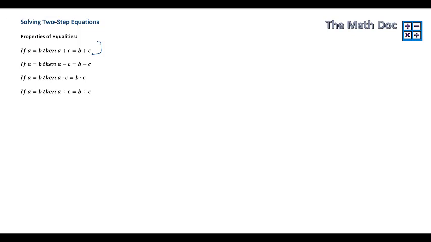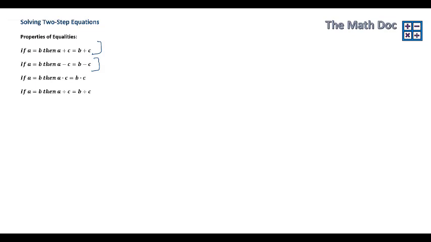The same thing goes for subtraction. If A equals B, then A minus C equals B minus C. So here we've subtracted the same number or the same variable or combination of them from both sides of the equality. And by doing the same operation on both sides of the equality, it will continue to hold true.